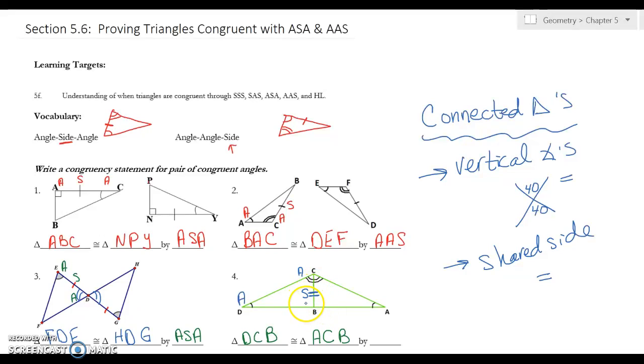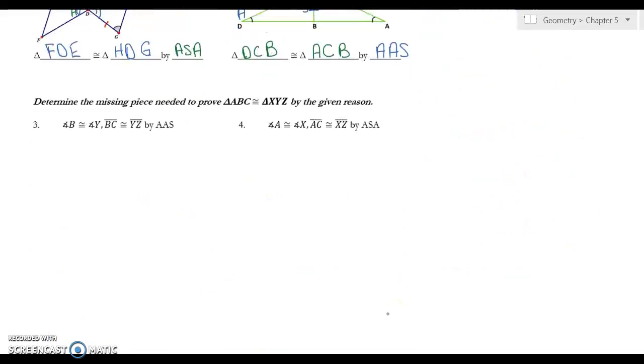And so now my question is, is it angle, side, angle, where the side is squished? Or is it angle, angle, side, where it's on the outside? And if you said angle, angle, side, you're correct, because the side is not squished. It's outside of those two angles. Okay? All right, the last thing we have to be able to do is find a missing piece of information.